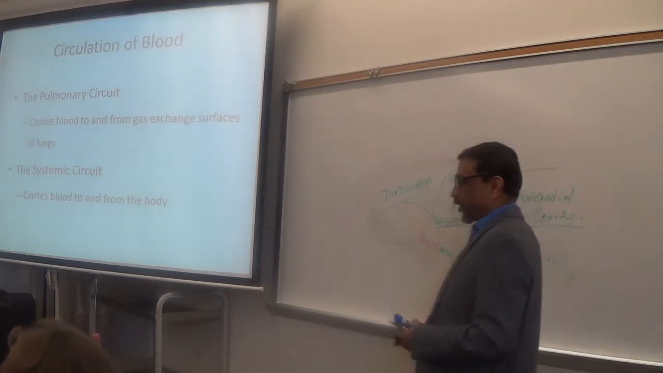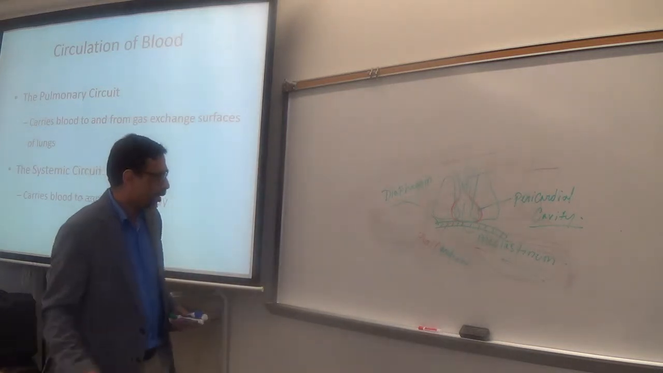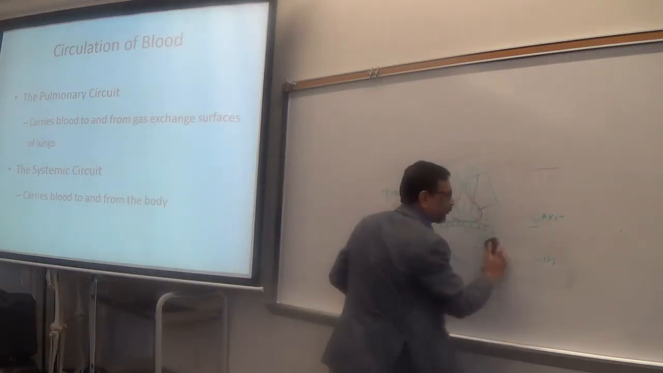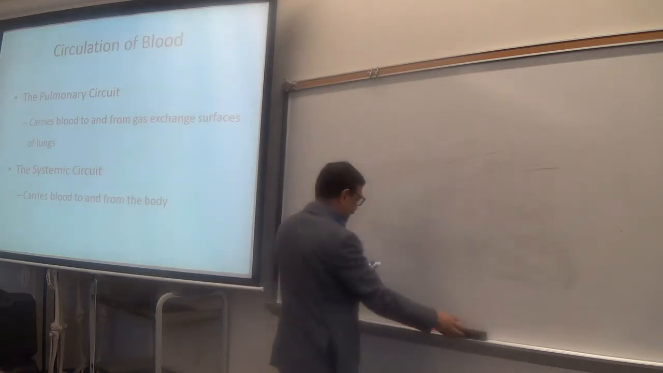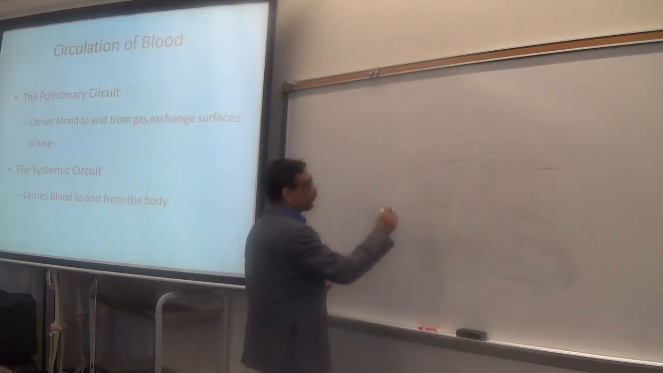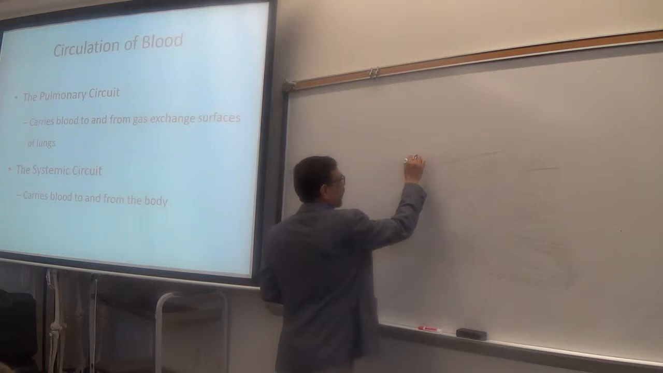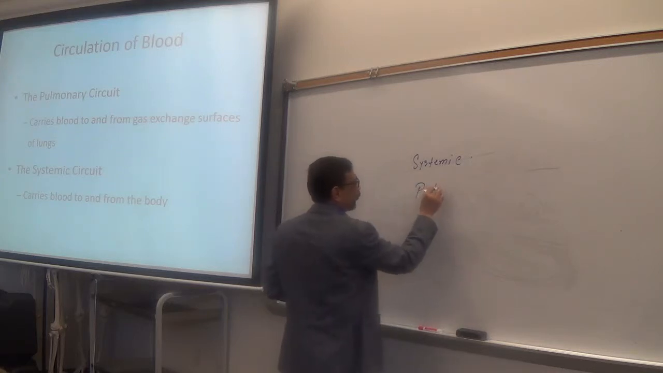Two types of circulation are present in the body: systemic and pulmonary. Those are the two main types of circulation, systemic and pulmonary.